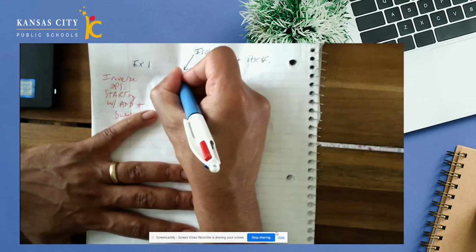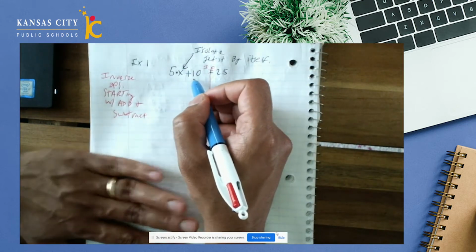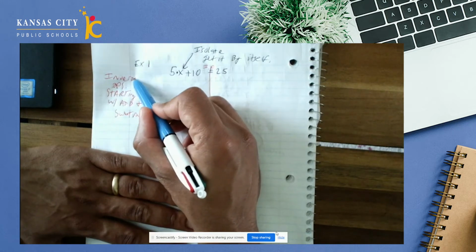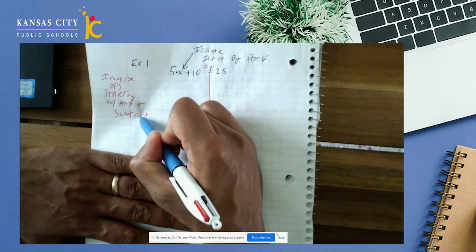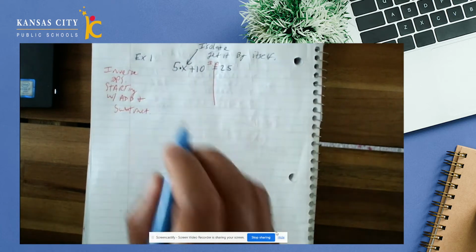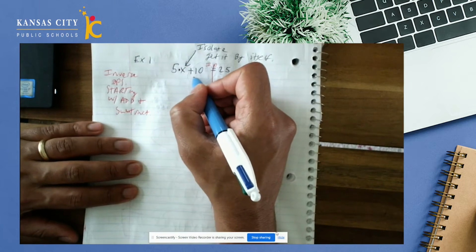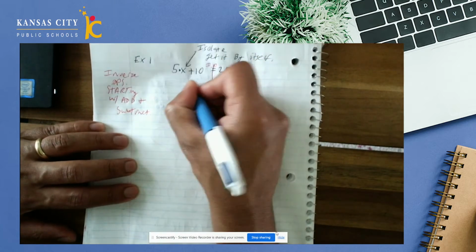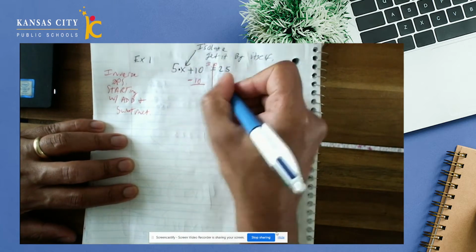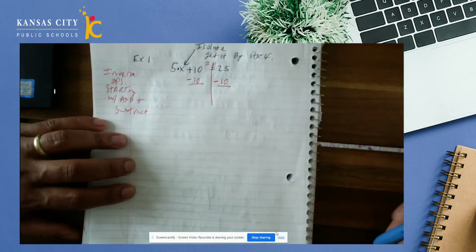Well, the 5 is multiplying, but what's the 10 doing? The 10 is adding. So we're going to be doing the inverse of adding, which is subtracting, on both sides of the equal sign, on both sides of the IO line. So I see a plus 10. How do I get rid of plus 10? I do minus 10 and minus 10 on both sides.